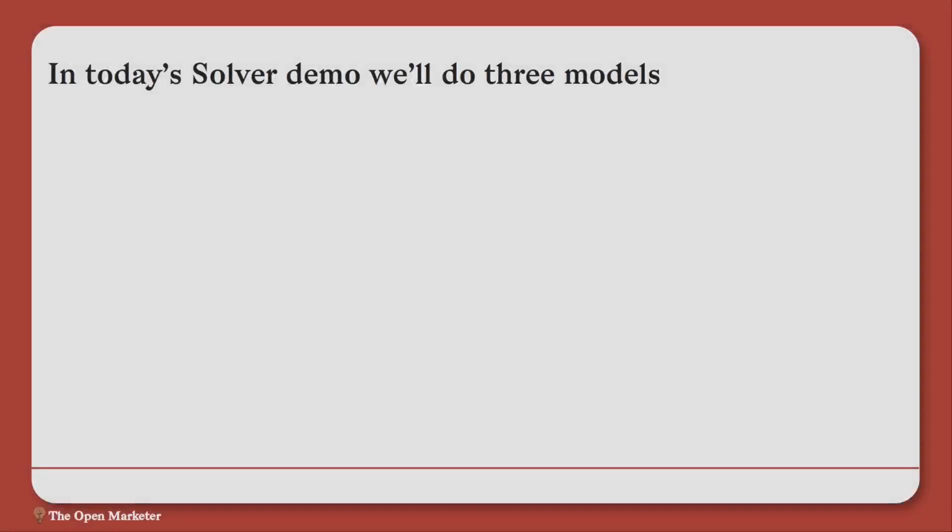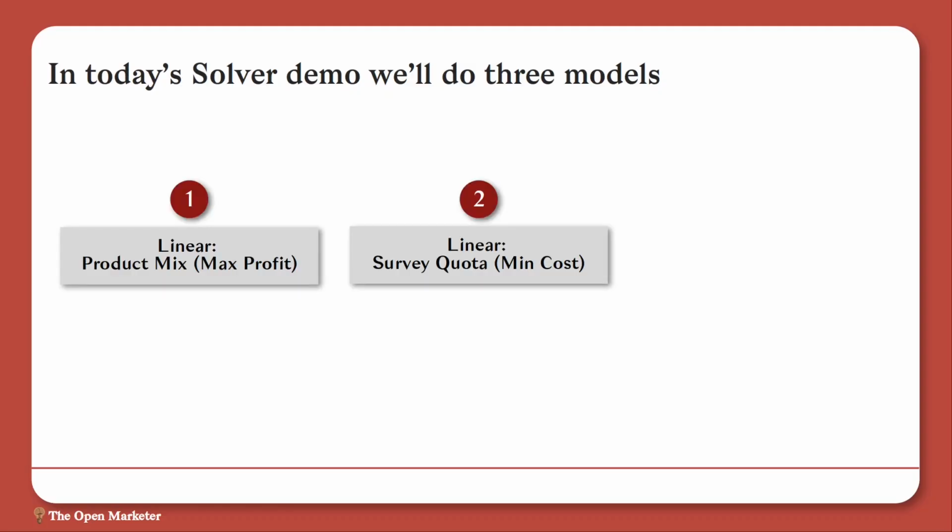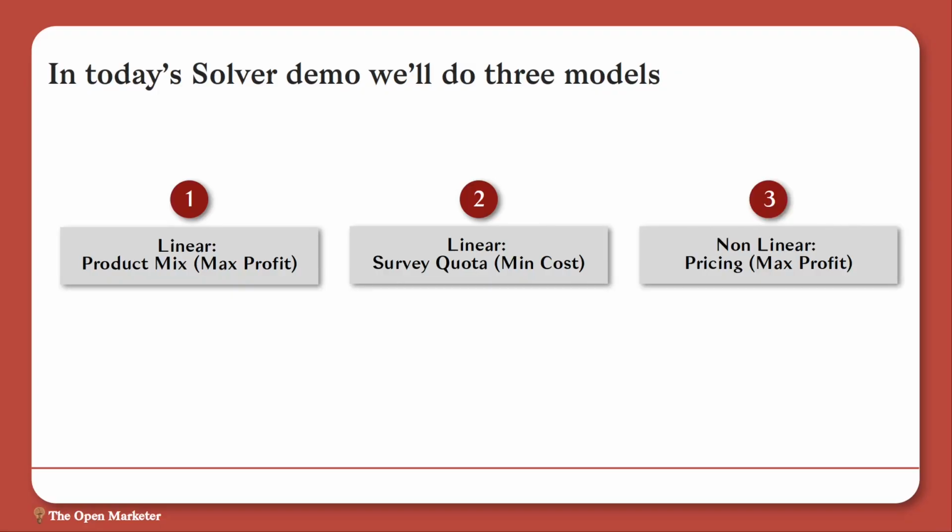Today, I'll take you through three solver models. Two of these are linear models. The first one is a linear product mix problem where we choose quantities to maximize profit under capacity limits, which is a classic. The second one is to allocate survey completes across cities and segment quotas to minimize costs. The third one will be a non-linear pricing model where we will choose a price that maximizes profit when demand changes with price. All right, enough talk. Let's get into the demo.